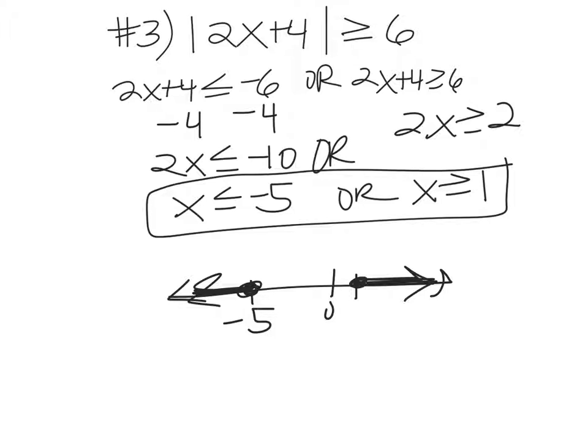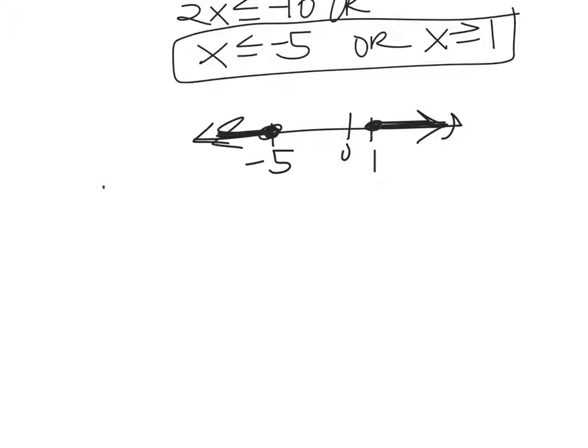Okay? So your ands are going to come together and your ors are going to separate. You're this or that. You're going that way or you're going that way. All right, you try one. Let's see. Number 4.